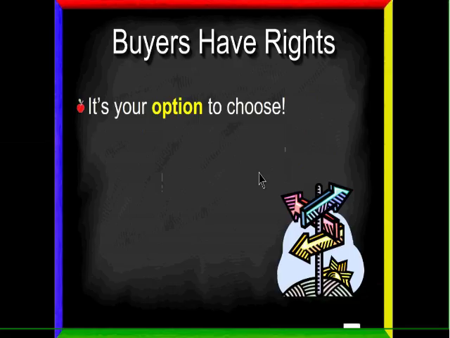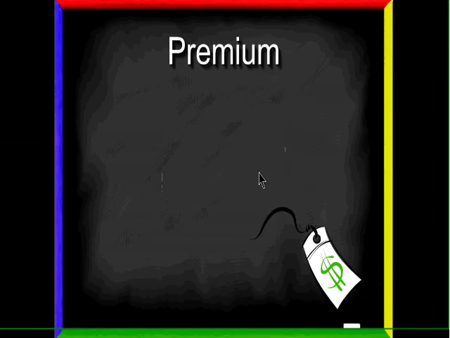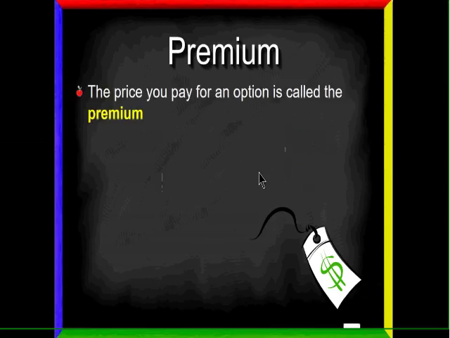Right? So it's always a right. Don't ever think that you have obligations as the buyer. Some other terms you need to know. Premium, just like it is in the insurance world, the price you pay for an option is called the premium.